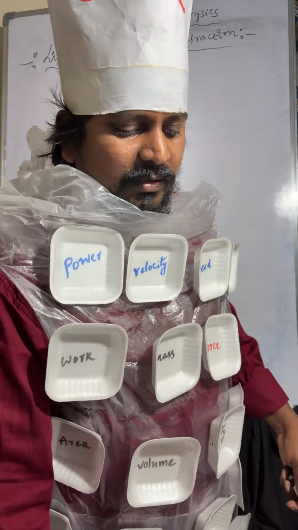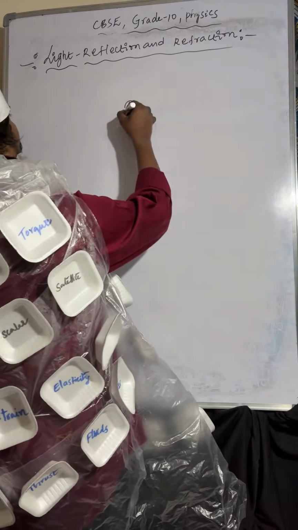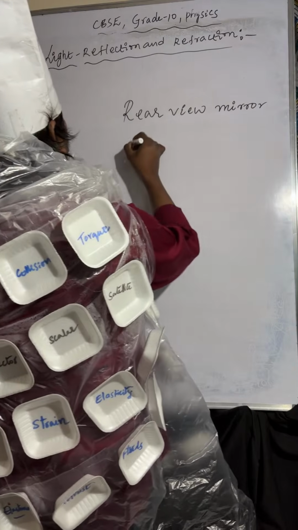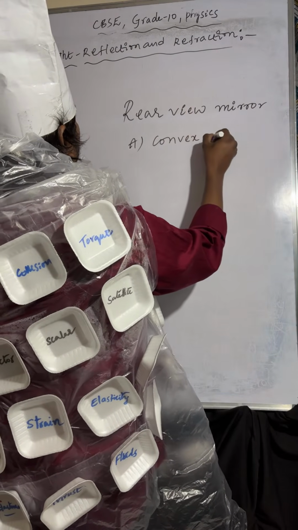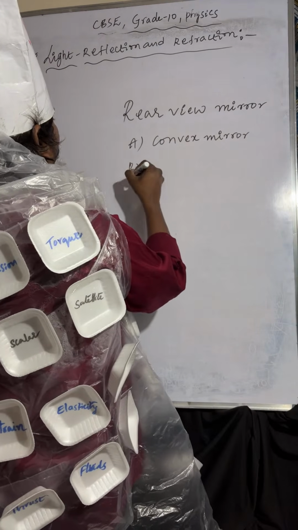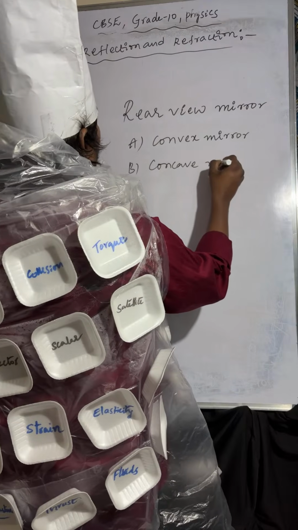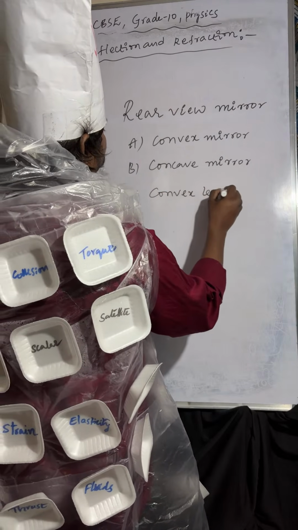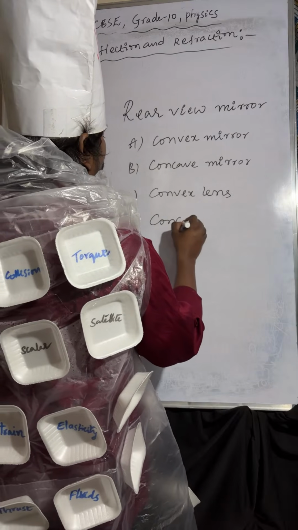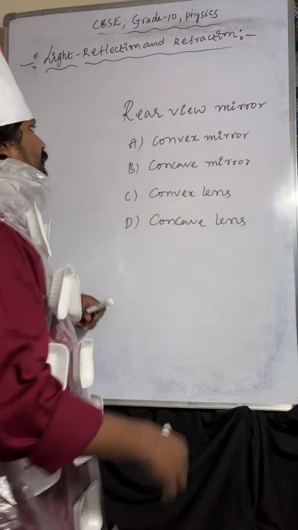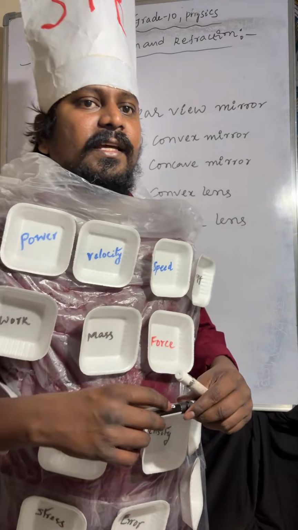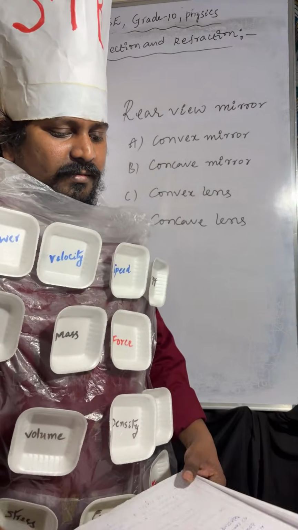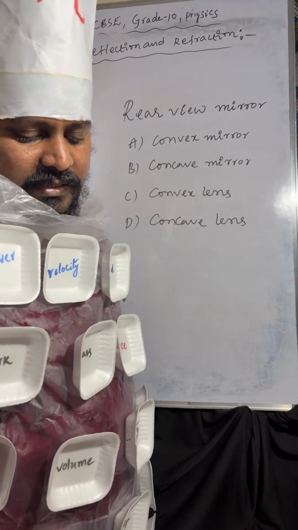Rear view mirror. Rear view mirror is: option A convex mirror, option B concave mirror, option C convex lens, and option D concave lens. So which one is the rear view mirror?